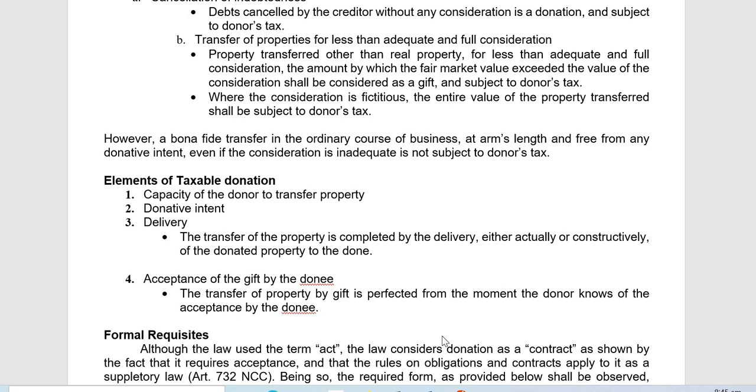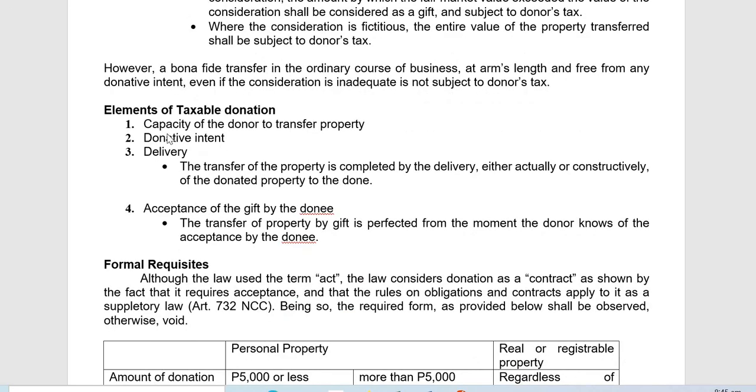Next is the acceptance of the donee. The transfer of property by gift is perfected from the moment the donor knows of the acceptance of the donee. Kasi ma-perfect lang ang donation kung i-accept ni donee ang donation. Okay? So, those are the elements: capacity, donative intent, delivery, and acceptance.